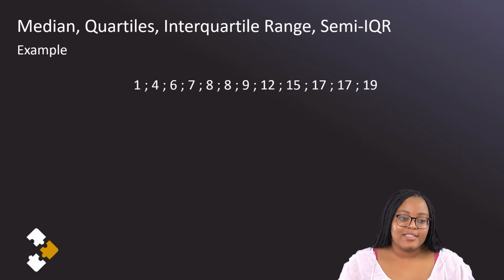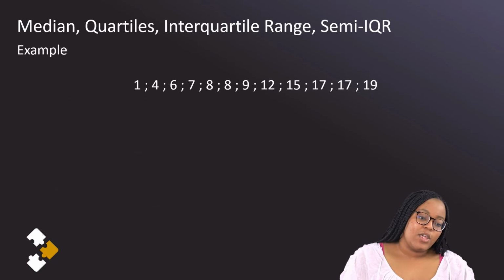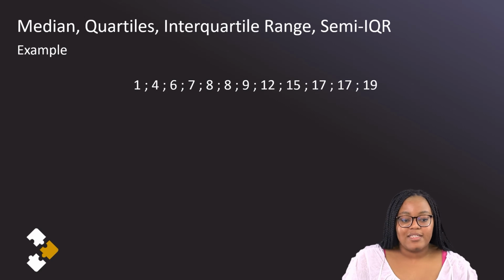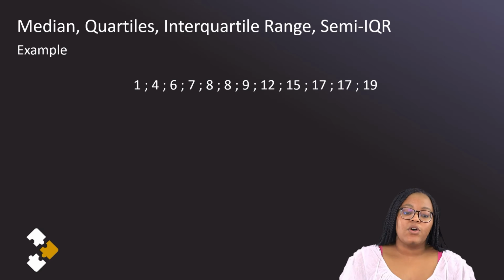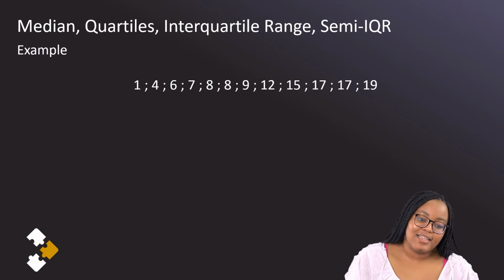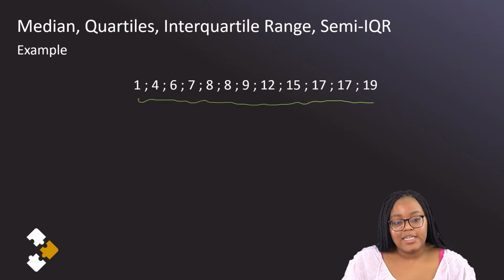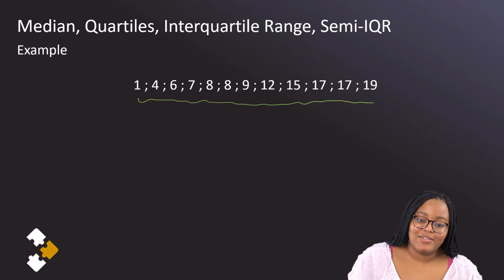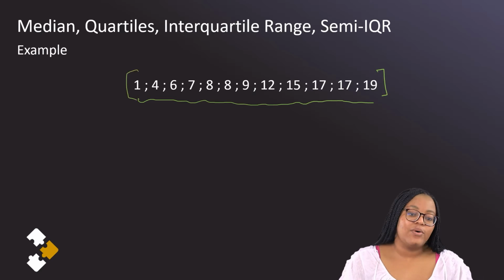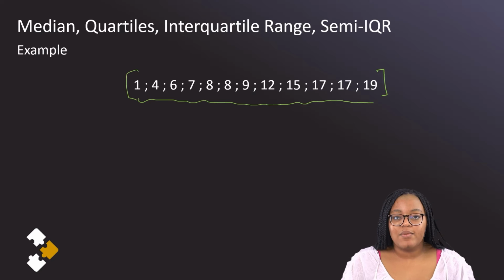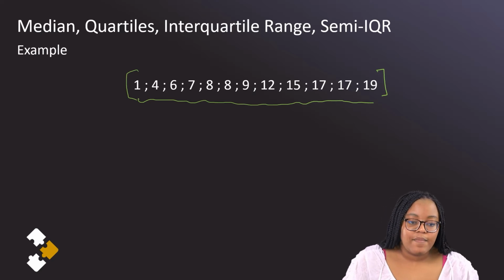Okay, so let's do some practical examples with medians, quartiles, the interquartile range, and the semi-interquartile range. You recall that the median was described as the middle position, or the midmost position, in our data set. So when we have a data set like this with 12 values, we know that we have an even number of data points. Therefore, the median, the midmost point, is going to be between two values.